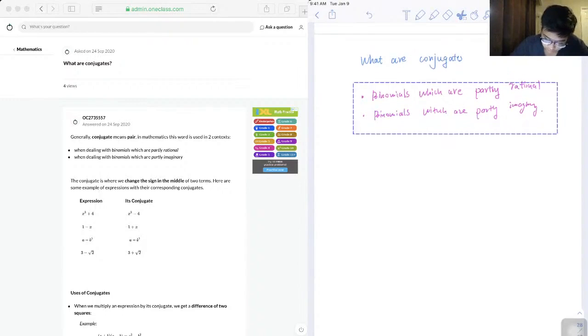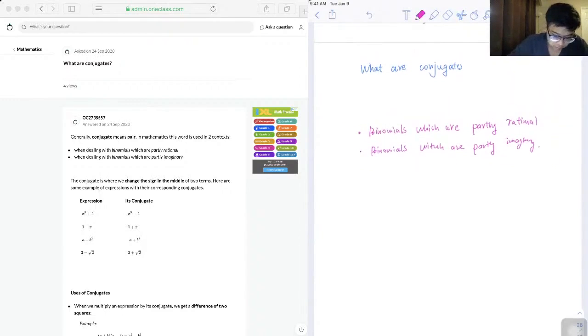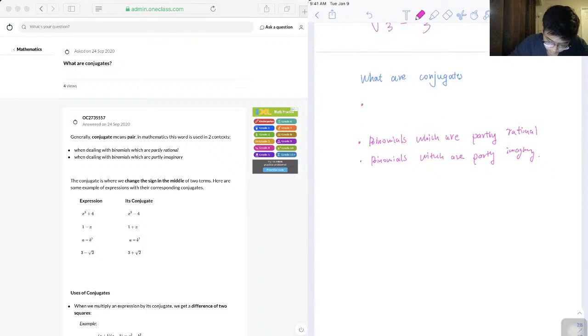And also notice that the conjugate is where we change the signs in the middle of two terms. And I'll use another color. The conjugate is where we change the sign in the middle.